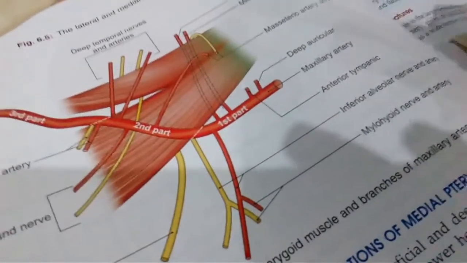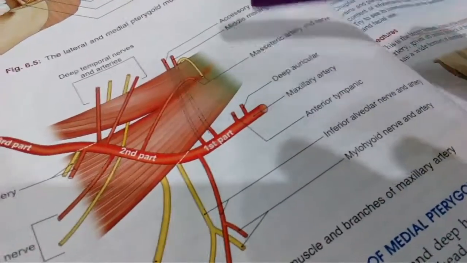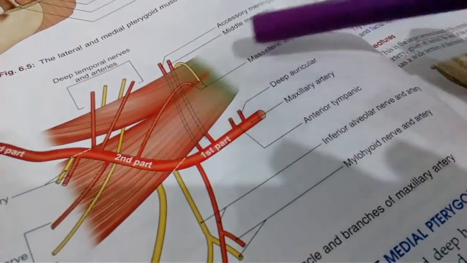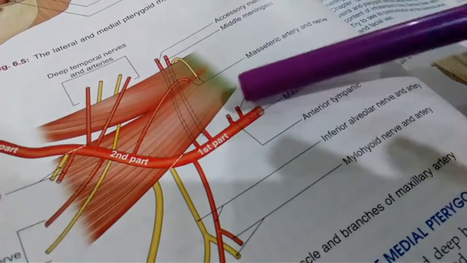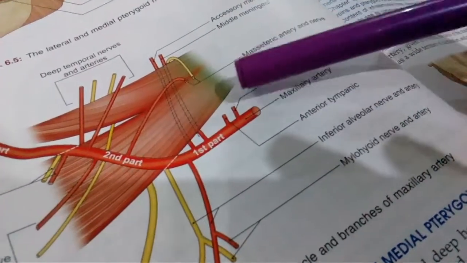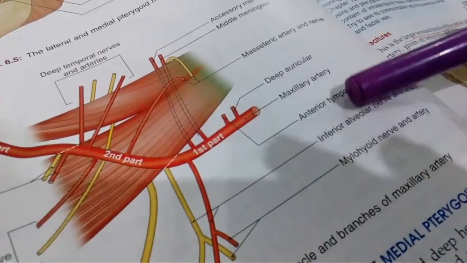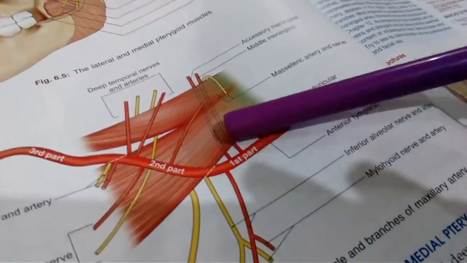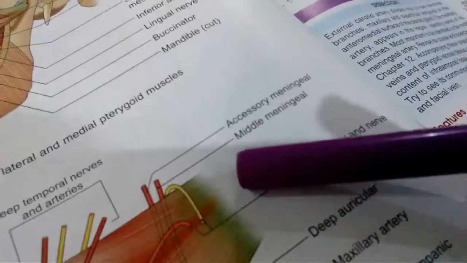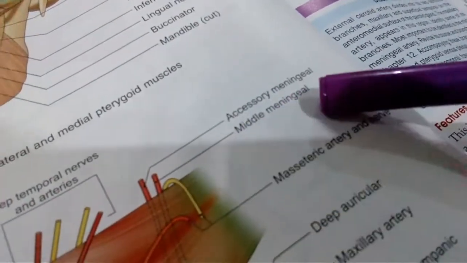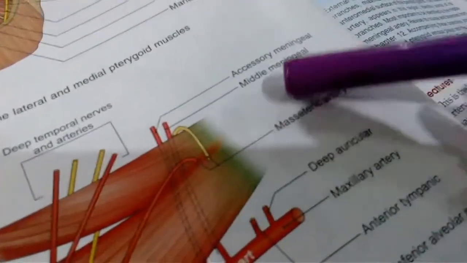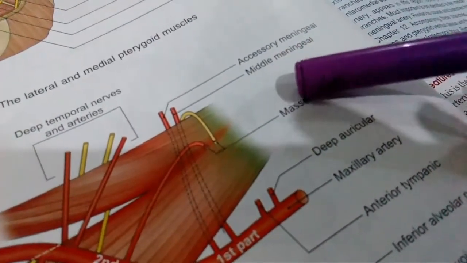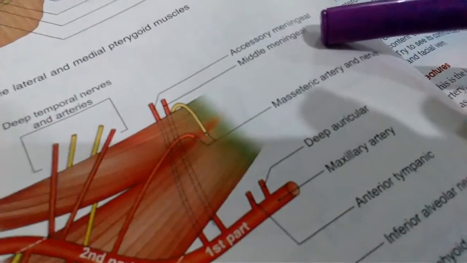Okay, so the first part has five branches, which are the deep auricular, which supplies the ear muscles and parts of the tympanic membrane. The second one is the anterior tympanic, which also supplies near the ear. The third and the fourth are the accessory meningeal and middle meningeal arteries. They supply the meninges and the infratemporal fossa and the different parts of the temporal region.